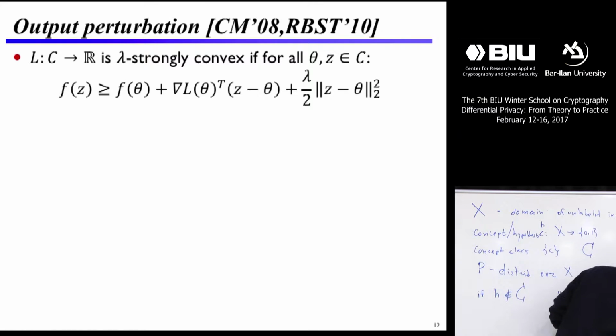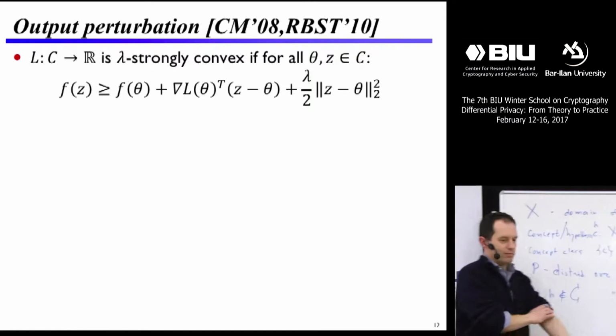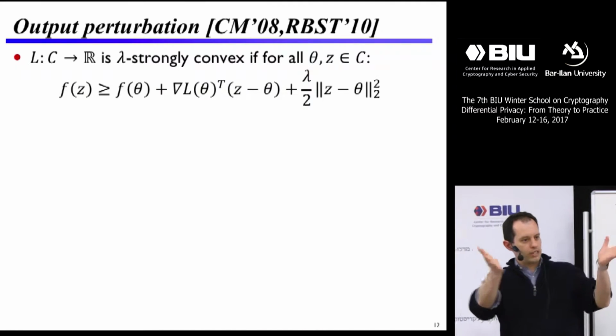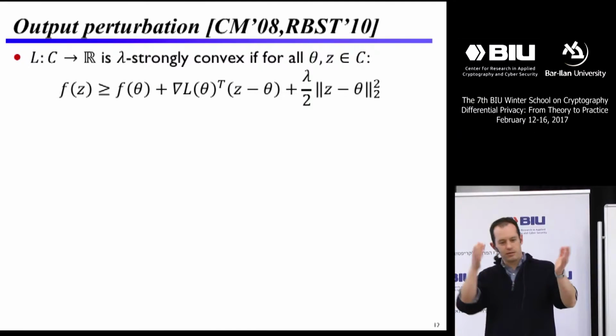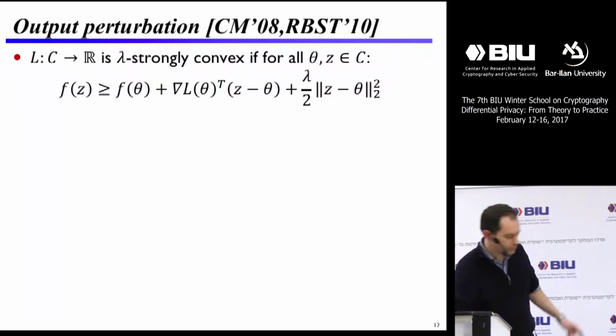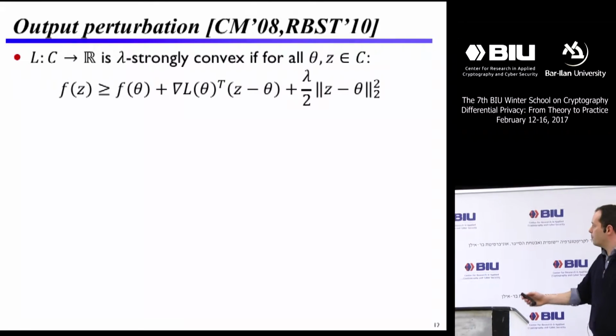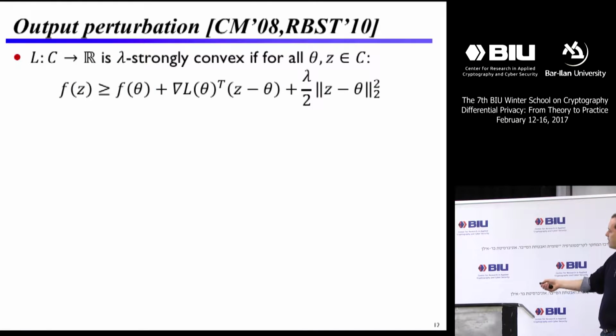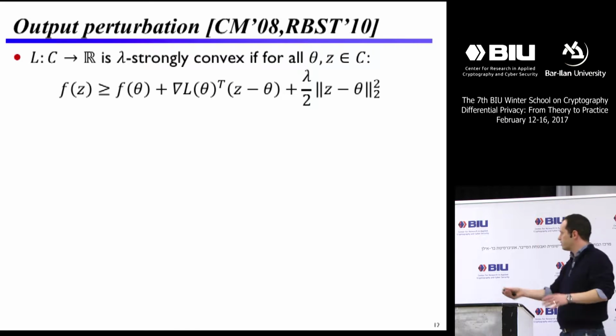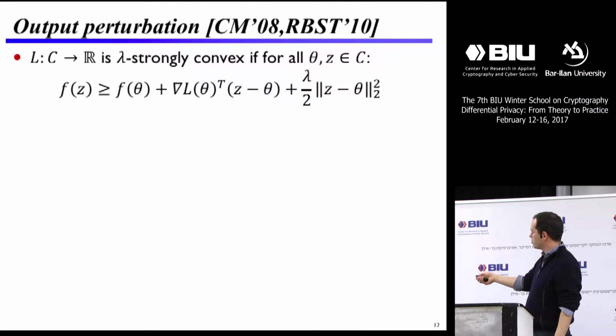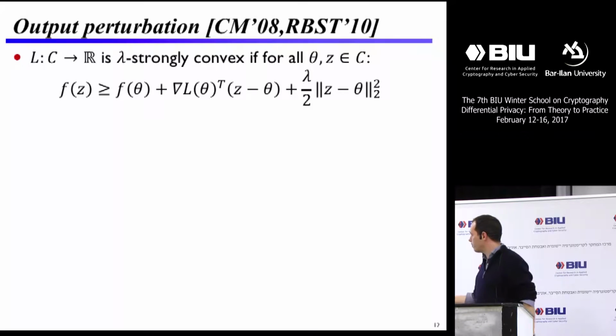And that means, in particular, there are no flat sections of the function. It always has curvature, at least lambda, measured in this way. And this lambda is a measure of just how curved it is. It's just a coefficient in front of the quadratic part of this approximation.